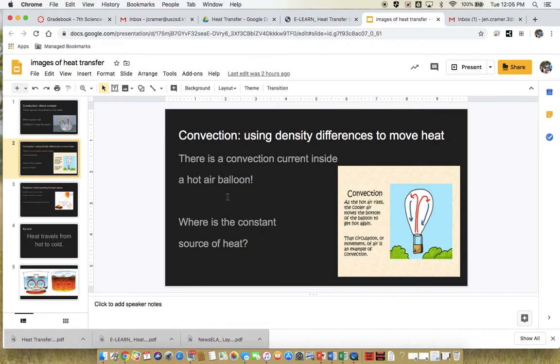Convection's another type of heat transfer where there are some currents involved. There's a constant source of heat, like in this hot air balloon, down at the bottom, heating the air, decreasing the density, which causes that hot air to rise up. It'll cool down at the top and then fall to the bottom, where it'll get heated again. It'll rise up, cool down, and fall. This continuous movement of hot and cool air is a convection current.